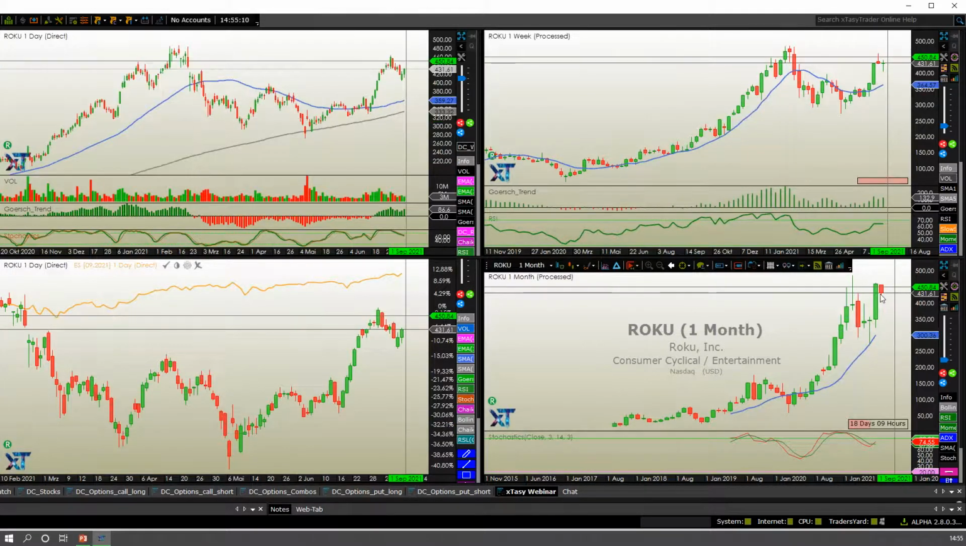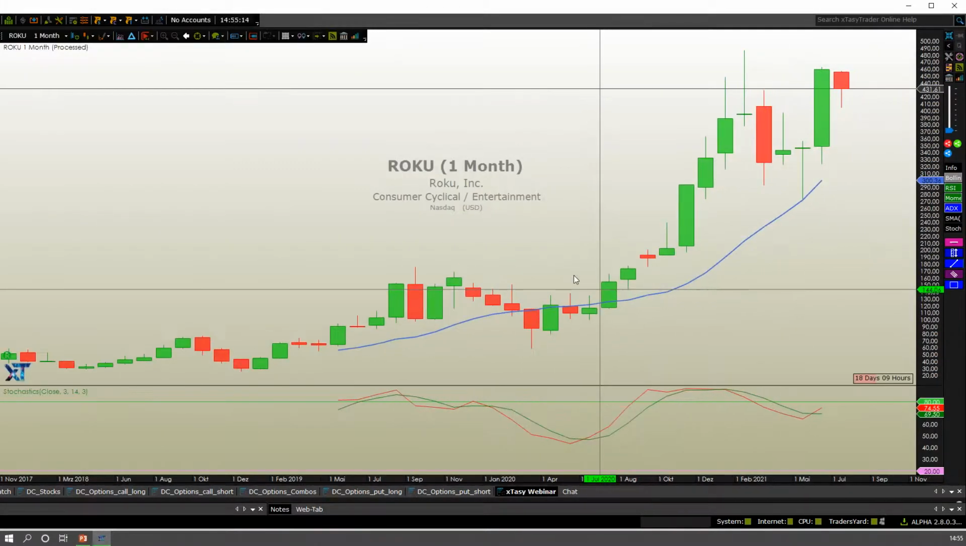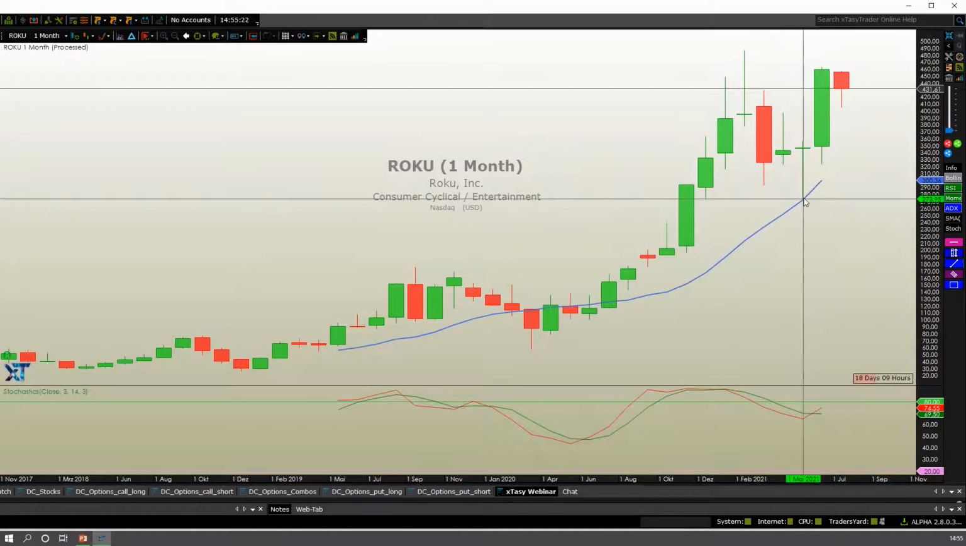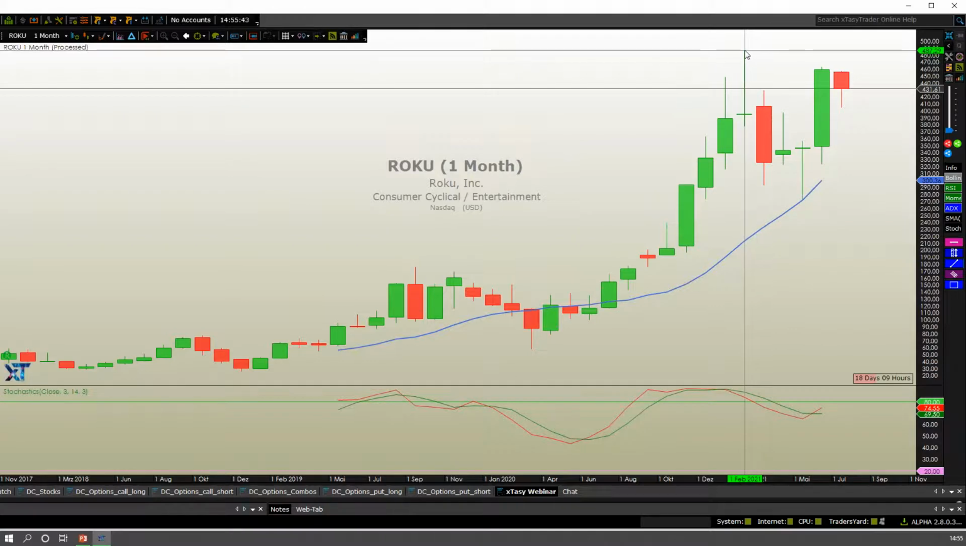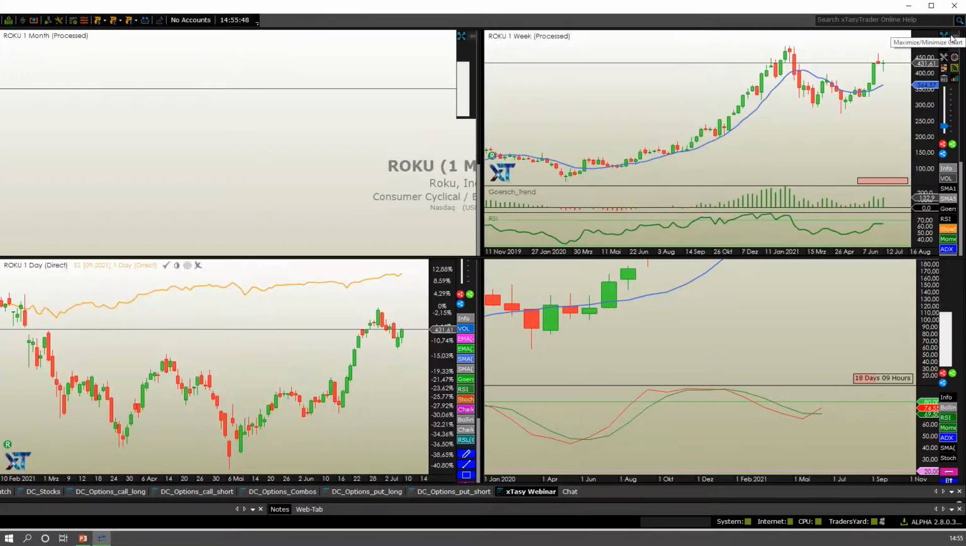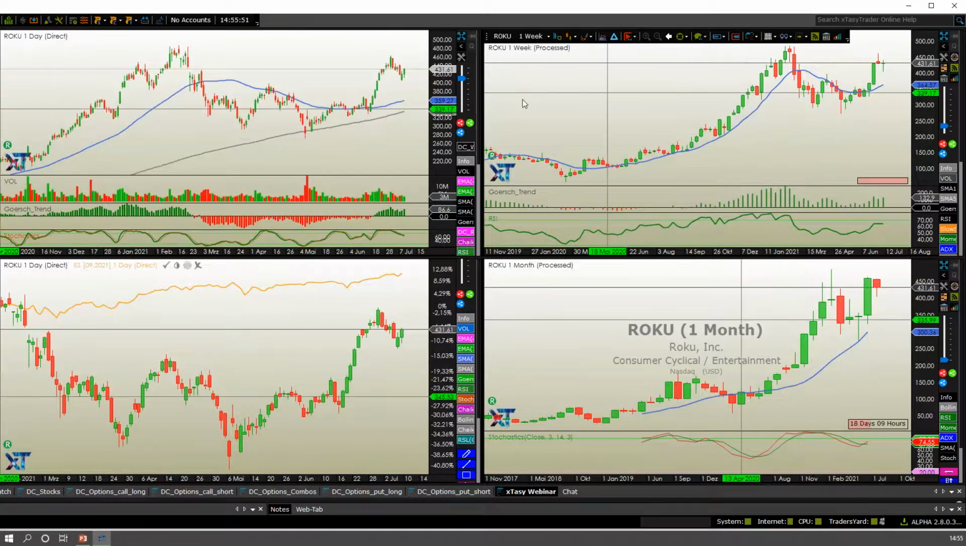Well, we see on the monthly chart down here, let's maximize it. On the monthly chart, we can see a strong move to the upside, a big retracement to the 10-week moving average. So this is like the 50 days. It's nearly the same. The 10-week and 50-day moving average are nearly the same. So we had a nice backtest of this moving average. And we often see that when prices go too far away from the moving average, they tend to come back and test the averages again. And that's what we saw here with Roku.